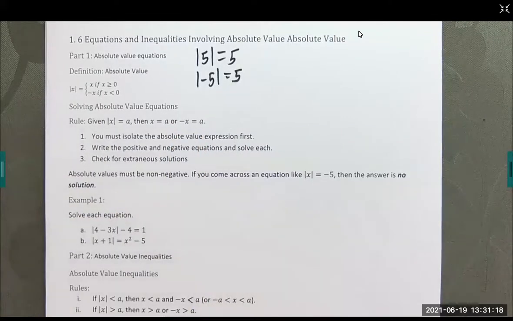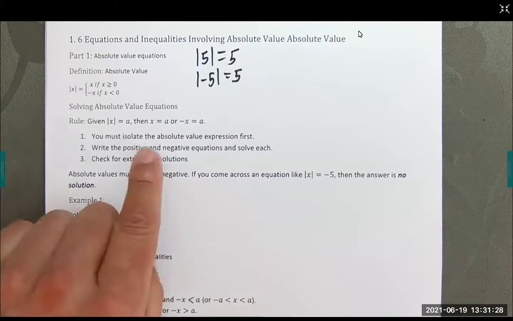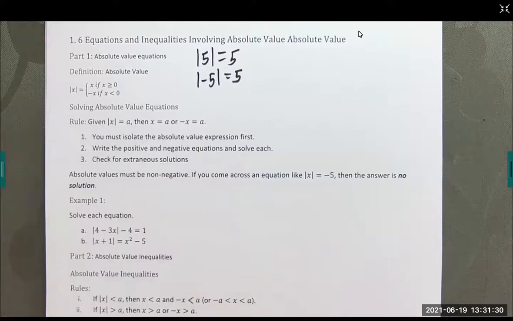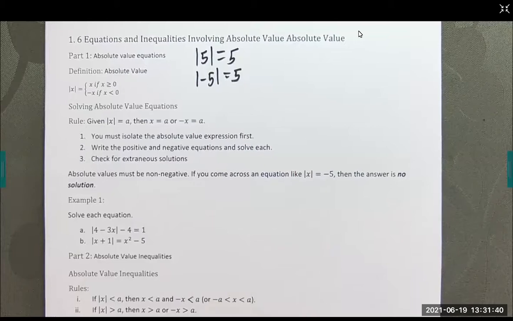So in general, first you want to isolate the absolute value expression, write the positive and negative equations of each. We did here. We'll see examples of that in a second. And then check for extraneous solutions. Remember, extraneous solutions are answers that when you plug them back in, it actually doesn't work. And that does happen with absolute values sometimes.